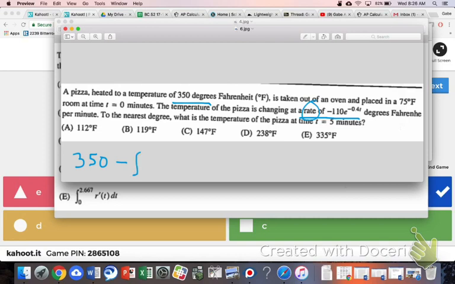So I think I'd go integral from 0 to 5 of negative 110 e to the negative 0.4 t dt. I guess that makes sense. So when you integrate that and subtract from 350, this should lead you to the right answer.